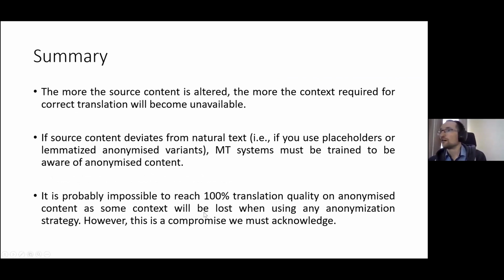So in summary, the more the source content is altered, the more context required for correct translation will become unavailable. So there's no way around that. And if the context deviates from natural text, we need to make sure that we train systems that understand that type of transformed text. And it's not possible to reach 100% translation quality, because anonymization by definition means that we lose some context. And that's just something that we need to acknowledge and decide whether the quality that we gain at the end is sufficient or not. Thank you.